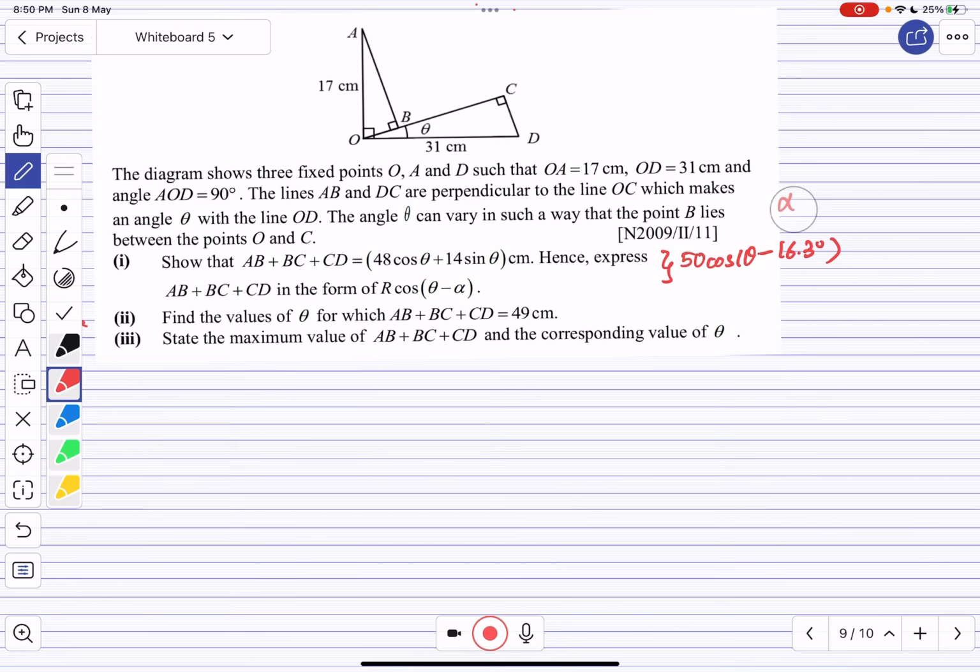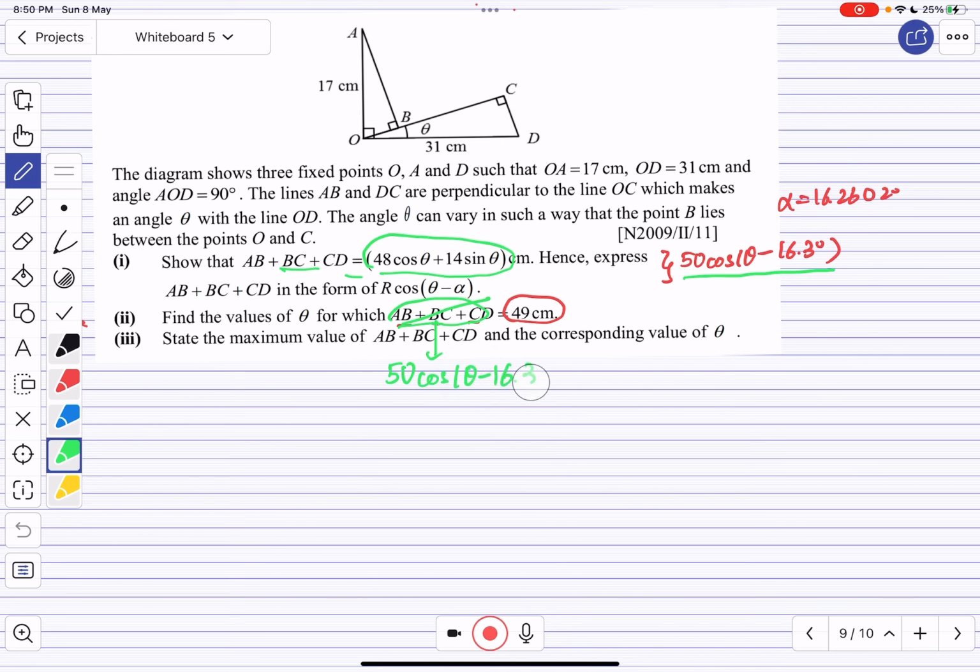Now the actual alpha was 16.2602. Now if I want AB plus BC plus CD to be 49 cm, then remember that our AB plus BC plus CD was originally written as this, right? So it means that basically this is going to be copied over with 50 cosine. So I'm going to cut away this and write it as 50 cosine theta minus 16.3 degrees equals to 49. Okay, so therefore cosine theta minus 16.3 degrees is equals to 49 over 50.